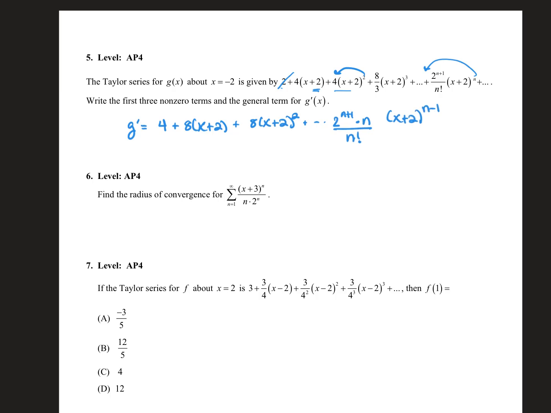Make sure you do exactly what they said. The first 3 non-zero terms, 1, 2, 3, and the general term. Of course, you can simplify this general term a little bit. You can say that this is, in fact, 2 to the n plus 1 over (n minus 1) factorial, (x plus 2) to the n minus 1.